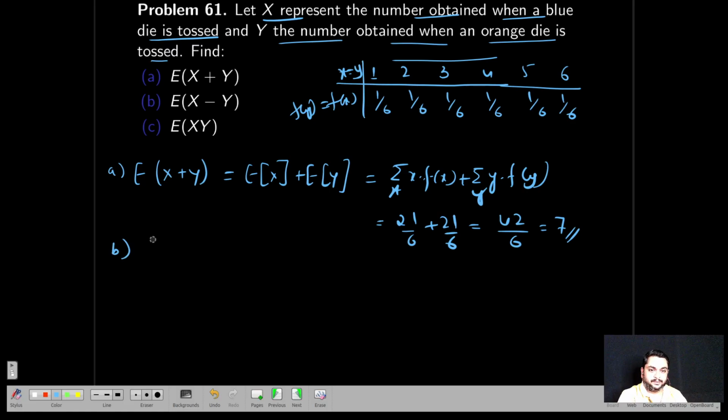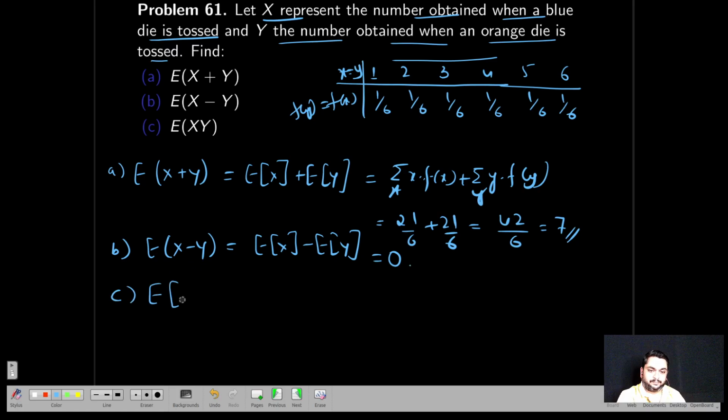Now B. E of x minus y. So this will be equal to what? E of x minus E of y. So E of x minus E of y will be 0 because they are the same.